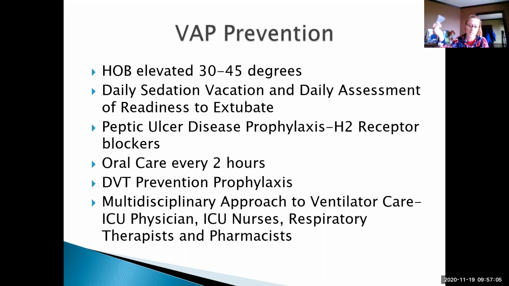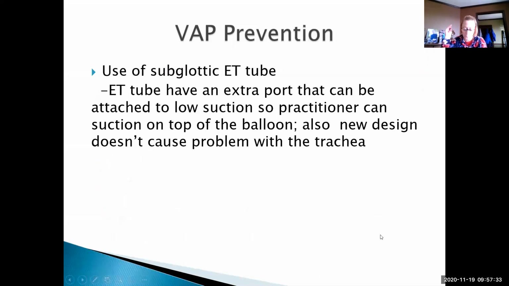I already talked about the peptic ulcer disease prophylaxis. Oral care is important, that we're doing that every couple of hours to prevent the bacteria in the mouth from going down into the lungs. DVT prevention and prophylaxis, and then our multidisciplinary approach to ventilator care. We do this now with all our ICU patients, so getting everyone involved with the multidisciplinary rounding to make sure all our bases are covered and that the patient is getting the best possible care with the best possible outcomes that we can give them.